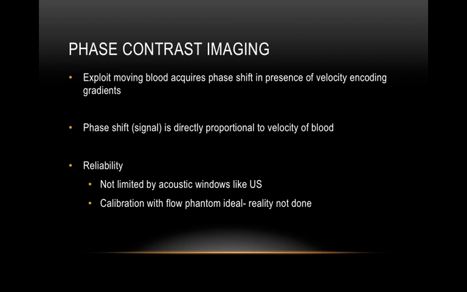So now let's talk about image acquisition and processing. As you likely are aware, phase contrast imaging is what we're going to use for flow analysis. That's because phase contrast uses a phase shift to allow velocity encoding of the blood, and this velocity encoding is proportional to the phase shift, which makes it easy for us to look at the phase shift and determine the velocity of blood. The good thing is that MRI is much more reliable than ultrasound in the fact that it is not limited by an acoustic window.